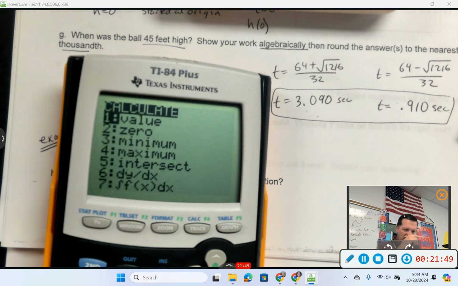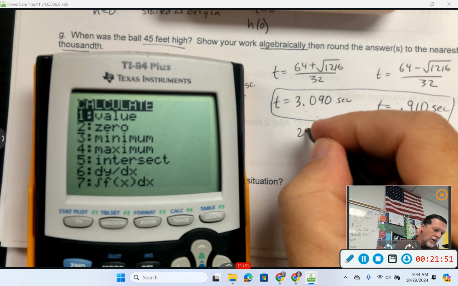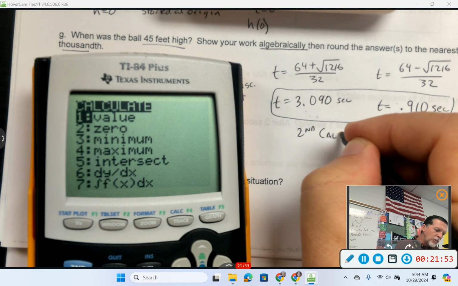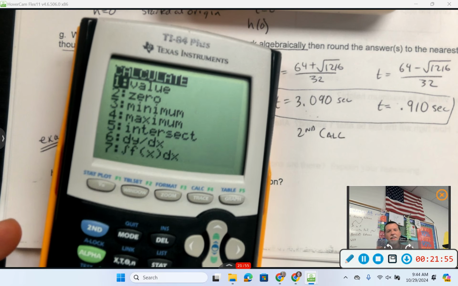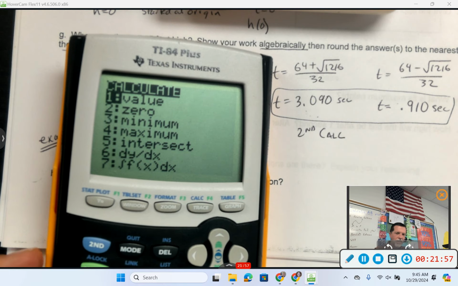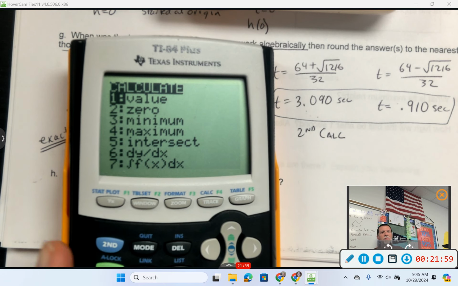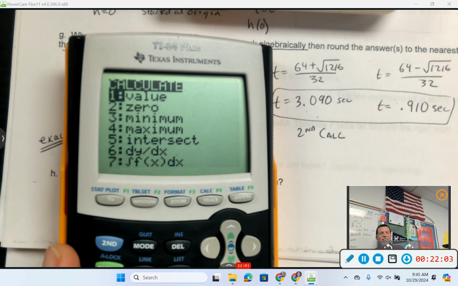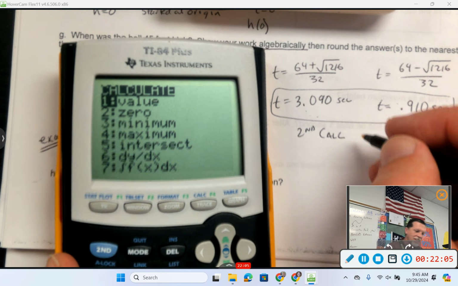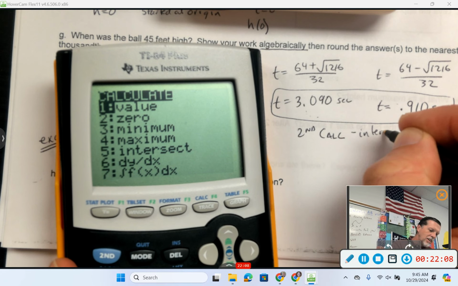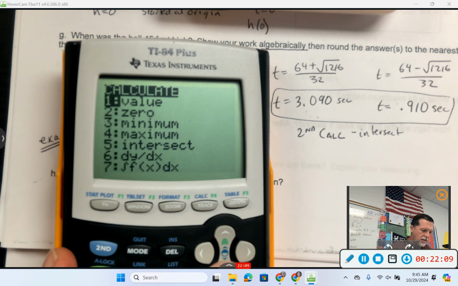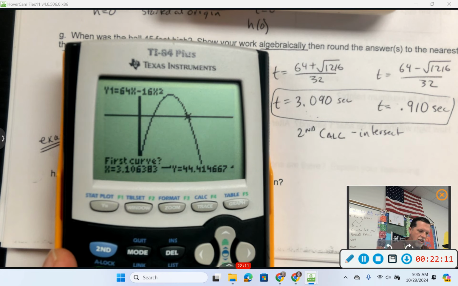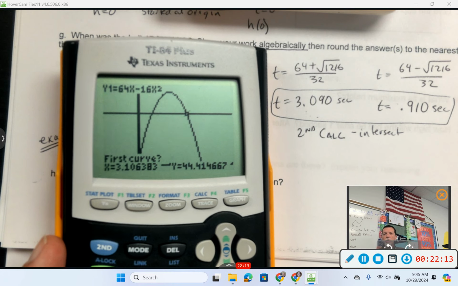Second calc. Now, I'm showing you this, and you can use this, but you're not going to get full credit if this is all you use. Which one of those words seemed like a good plan for this particular question? Intersect. Second calc, intersect. And then it will walk you through what it's asking for.